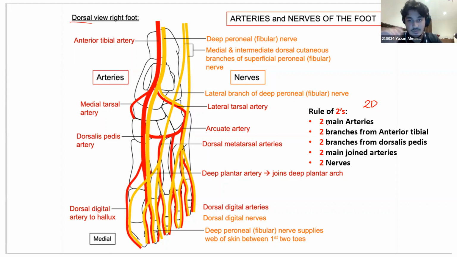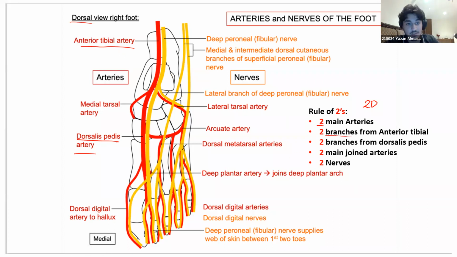So what is the rule of 2s? We have 2 main arteries. What are these 2 main arteries? We have the anterior tibial artery and the dorsalis pedis artery. Now, dorsalis pedis is a continuation of the anterior tibial artery. So it's not a different artery, it's just a continuation. But just to make the rule easier, just remember the 2 main arteries, anterior tibial and dorsalis pedis. Okay, so that's the first thing.